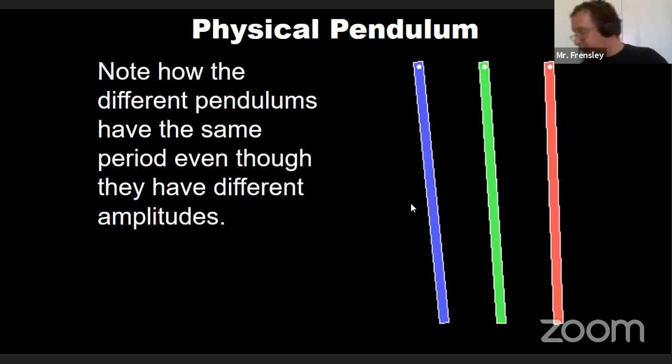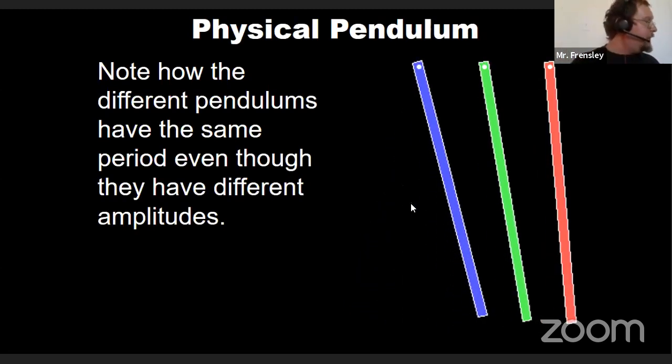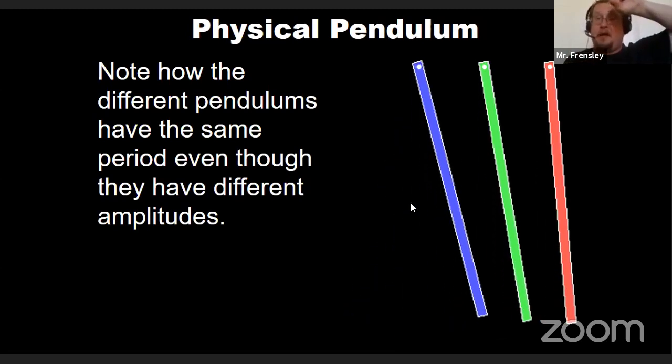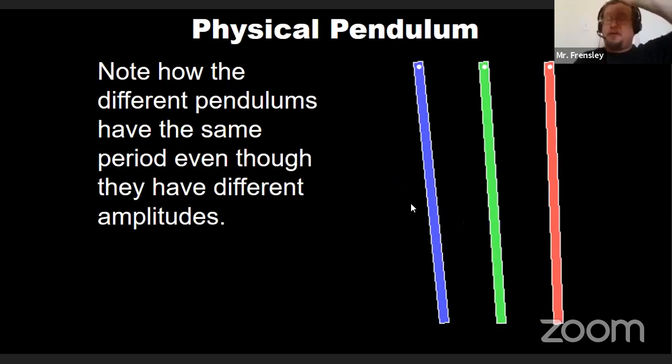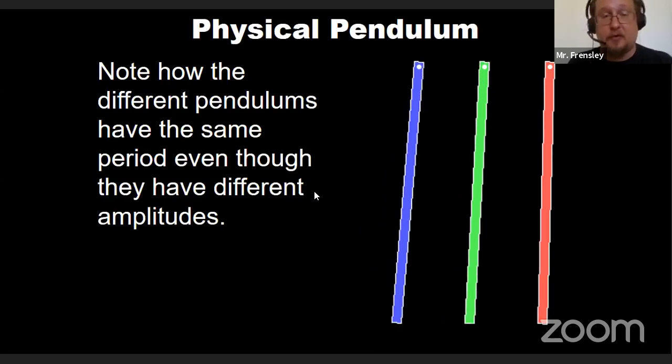You can try it on your own. You can build a physical pendulum out of anything. I don't have anything within reach here, but if you could find a pencil and something with a hole in it, for example a ruler that has a hole in it, then you can make your physical pendulum and try different amplitudes, and you'll see that the timing, the period, is the same. Simple harmonic motion, right?